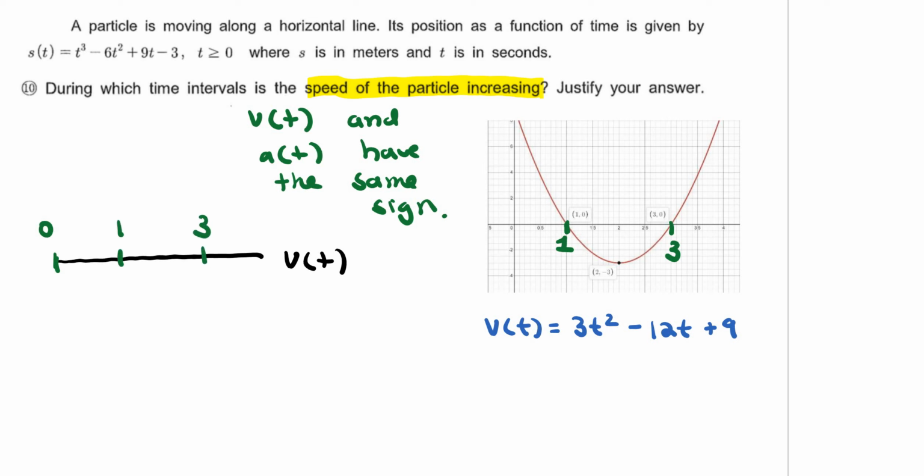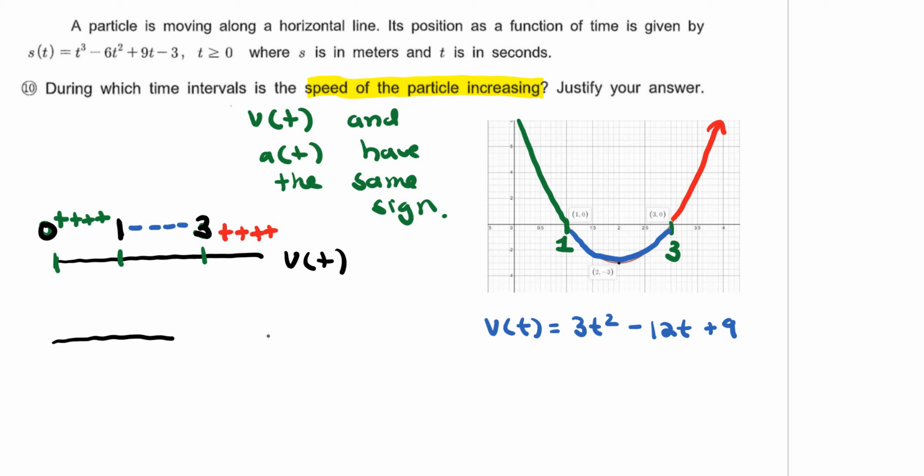All right, so what I'm trying to justify here is when we're past 3, we're above the x-axis, right? When we're in this region from 1 to 3, we're below the x-axis, so a negative sign. And then over here, from 0 to 1, we were above the x-axis, so I'm going to put a bunch of pluses here. All right, so that's your velocity time graph.